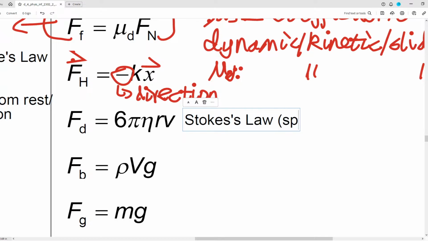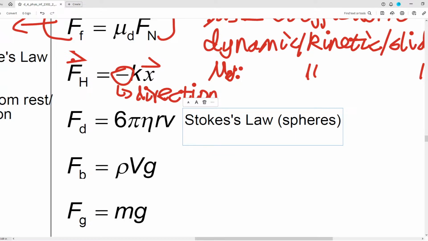Specifically for spheres. All right, this is talking about the drag force of a sphere in air. Now, for other objects that are not a sphere, the formula changes a little bit because it does depend on the drag coefficient. However, for a sphere, it's perfectly fine. We can use this formula.